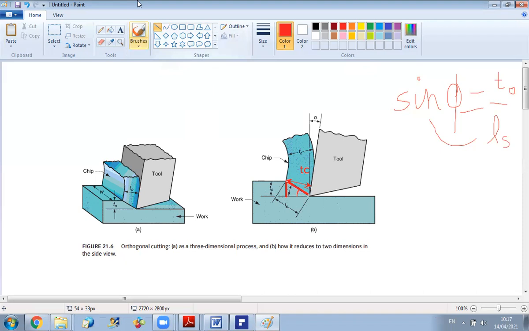One second. Oh, I don't know what is happening. One minute. It's not using this tool. Okay.